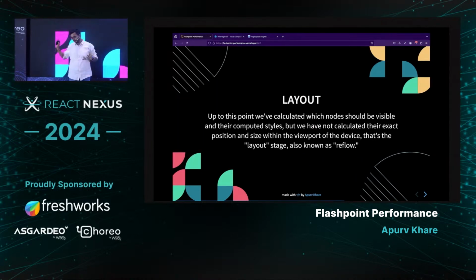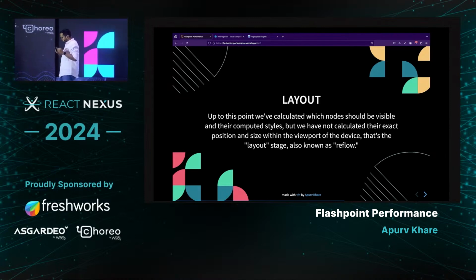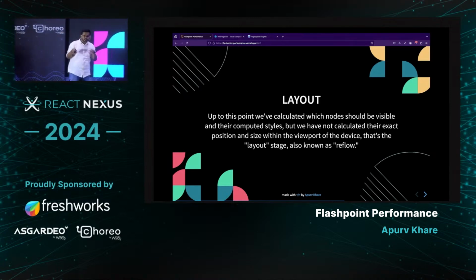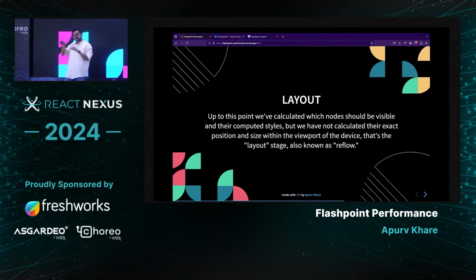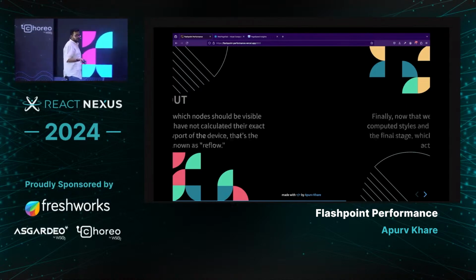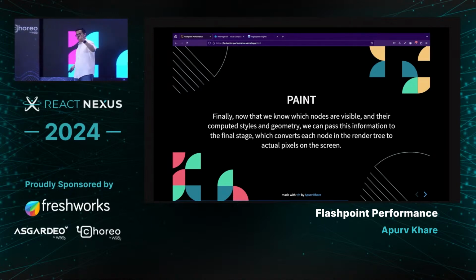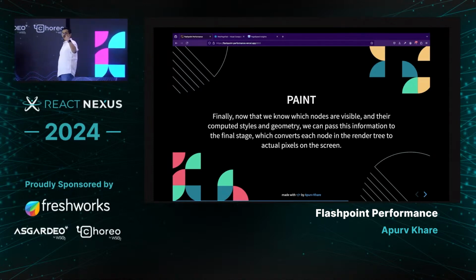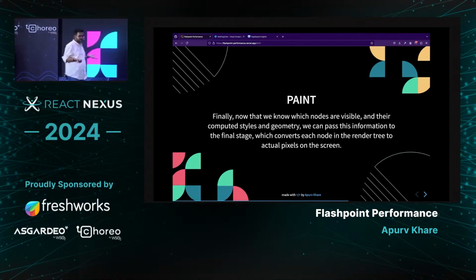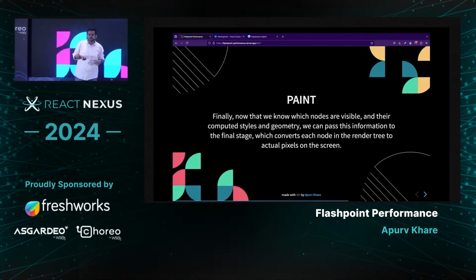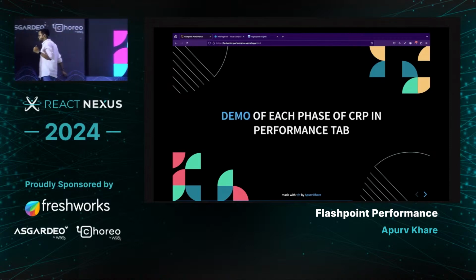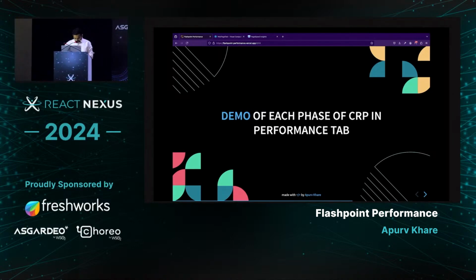The fourth phase is layout. Based on the screen size on which you are accessing your website, the calculation of where exactly everything is to be rendered, the X and Y axis, is the layout phase. And then the last phase: once you know the DOM content, the computed styles, and where exactly to put everything, the browser paints. Again, this is a complex process, but we are not going into depth on that. So let's see the demo of this in the Performance tab.